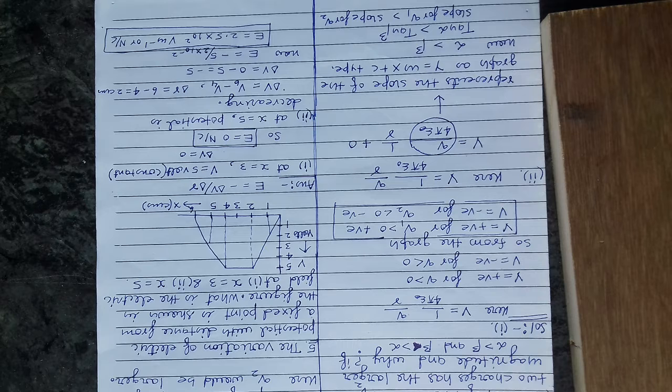Now the potential is constant from x is equal to 2. You can see from the graph the potential is constant, which is 5 volt, from x is equal to 2 to x is equal to 4. It means for x is equal to 2, x is equal to 3 and x is equal to 4, means x is equal to 2 to 4 centimeters, your potential is 5 volt. It is a constant value.